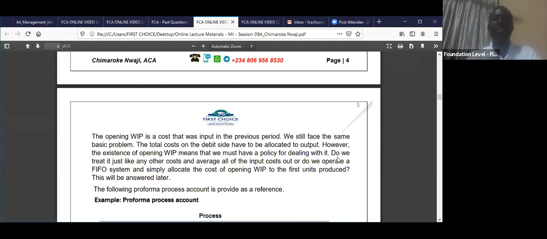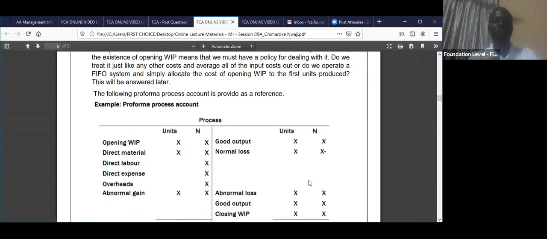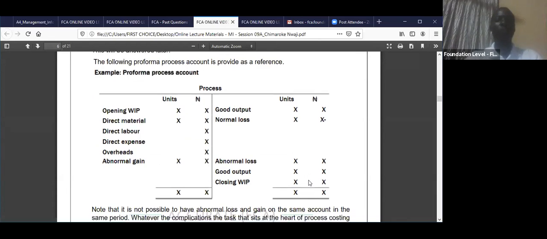So we still face the same basic problem. The total cost on the debit side has to be allocated to the output. However, the existence of work in progress means that we have a policy for dealing with work in progress. Okay, now let's look at this pro forma on how you do process costing.